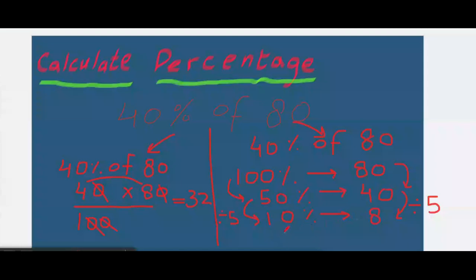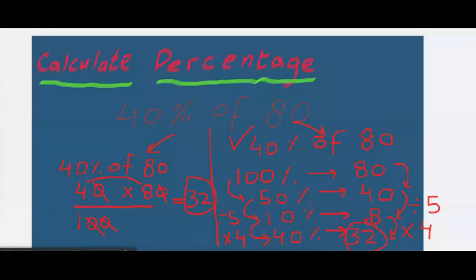Now you can see that we need to find 40%. So we can write 40 here and write percent. We can write an arrow over here. The relationship between 10 and 40 is times 4. So here as well, we can multiply by 4. 8 times 4 will be 32.